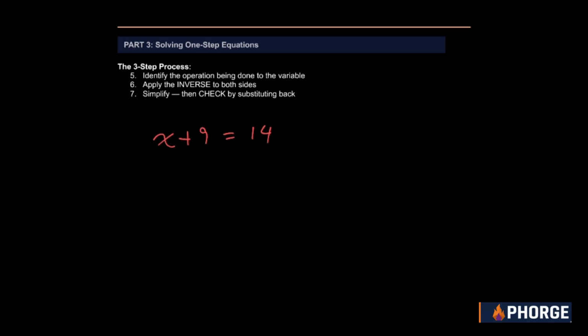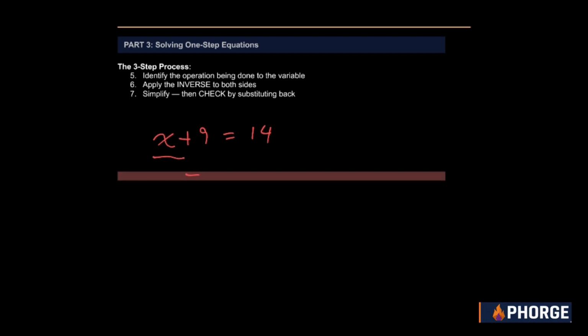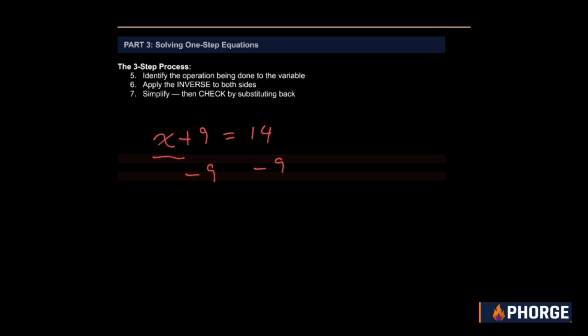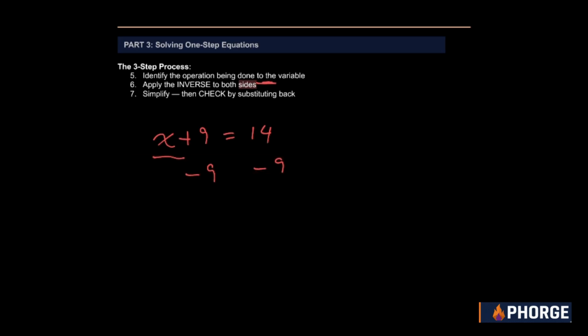So what is being done to the variable? Remember, the variable is a number that we don't know yet, what it stands for. We're going to figure it out, but we don't know what it is right now. In this case, x is going to be that variable. So what are we doing to it? We're adding 9. What's the inverse of addition? Subtraction. That's right. So subtract 9 from both sides. Both sides. Always remember that.